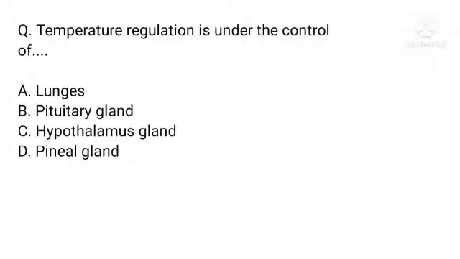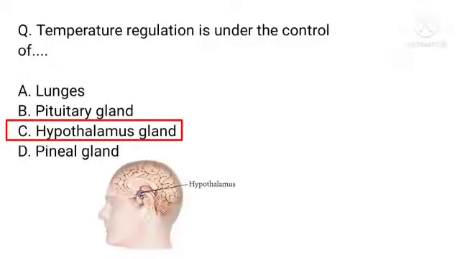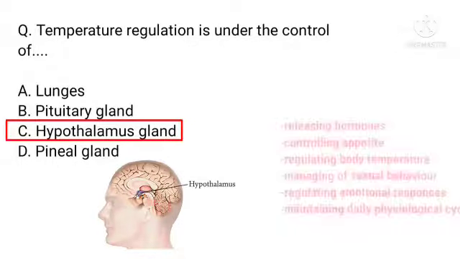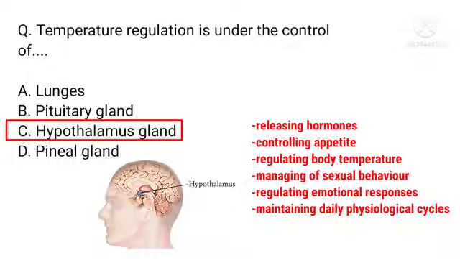Temperature regulation is under the control of: A. Lungs, B. Pituitary gland, C. Hypothalamus gland, D. Pineal gland. And the right answer is C. Hypothalamus gland. Other important functions of the hypothalamus gland are releasing hormones, controlling appetite, regulating body temperature, managing sexual behavior, regulating emotional responses, and maintaining daily physiological cycles.